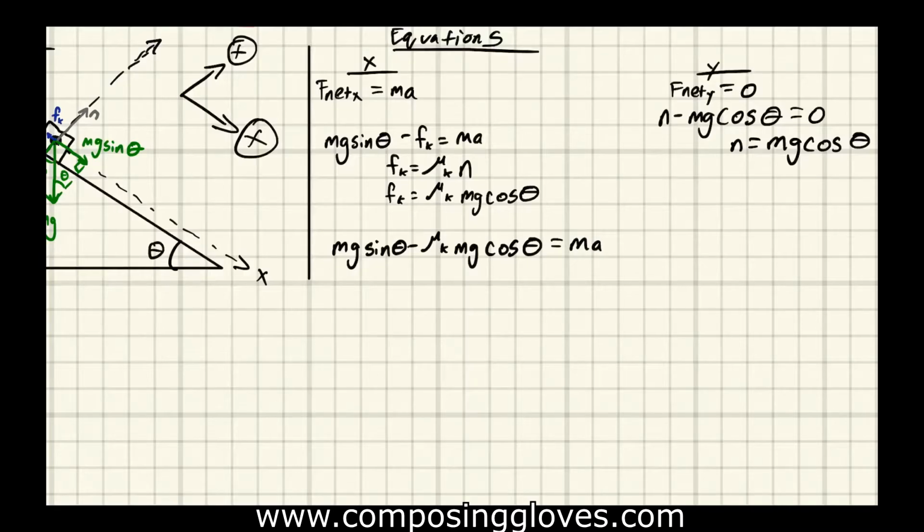And now we just divide by the mass, right? And we can actually factor out mg over here, right? So we get mg times sine theta minus mu sub k cosine theta equal to a, and I'm dividing by m in this same step because they cancel out, and you're left with g times sine theta minus mu sub k cosine theta equals a. So there you go. There you have it.